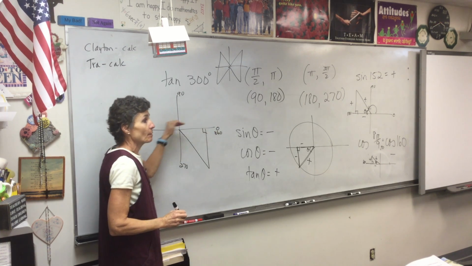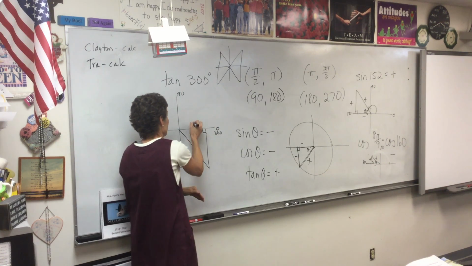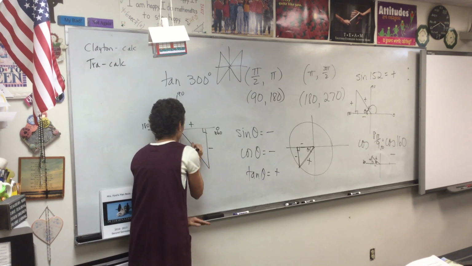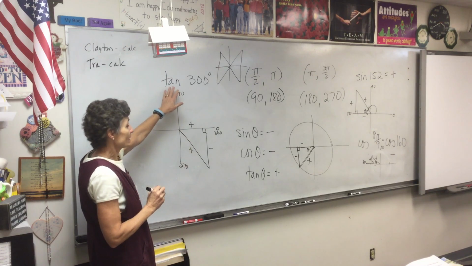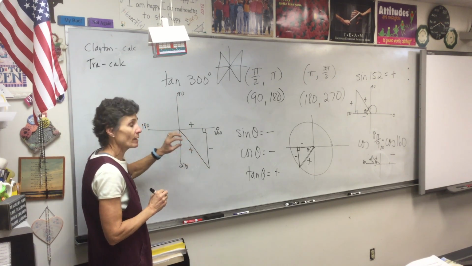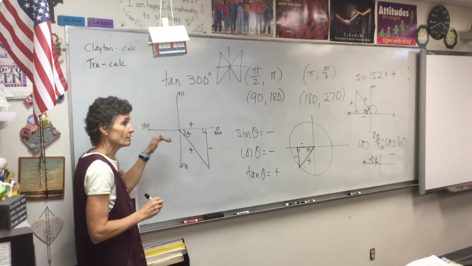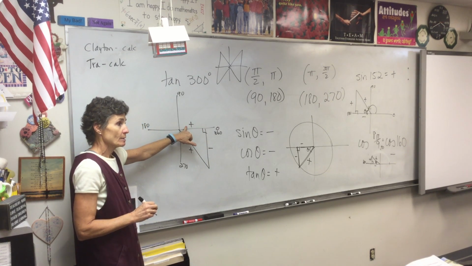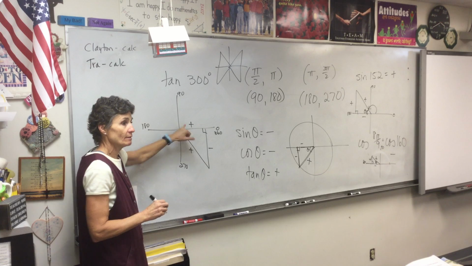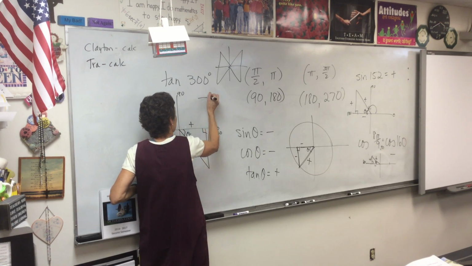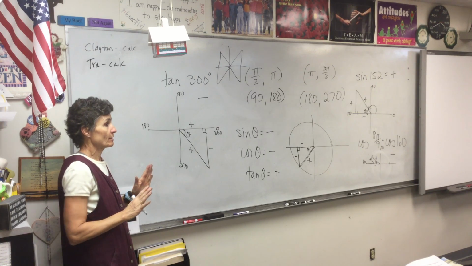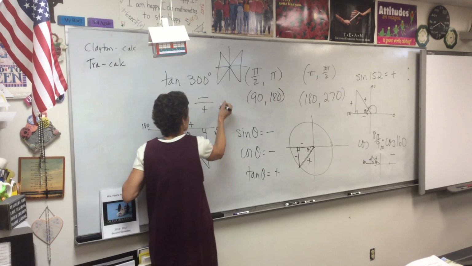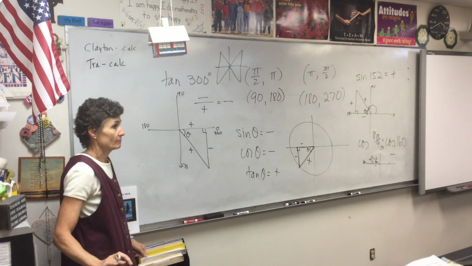Tell me about this side. Positive or negative? Positive. Tell me about this side. Negative. Tell me about this side. Positive always. Now I want tangent. Here's the angle, always at the origin. Tangent is opposite over adjacent. So that will be negative over positive, which is negative. And that's all you're doing here, is telling me if it's positive or negative.